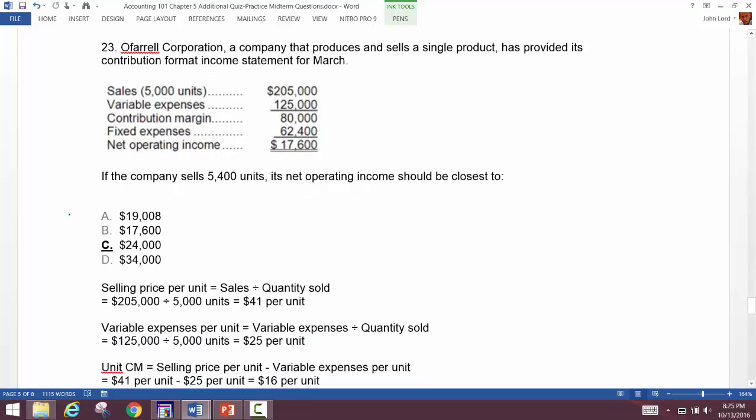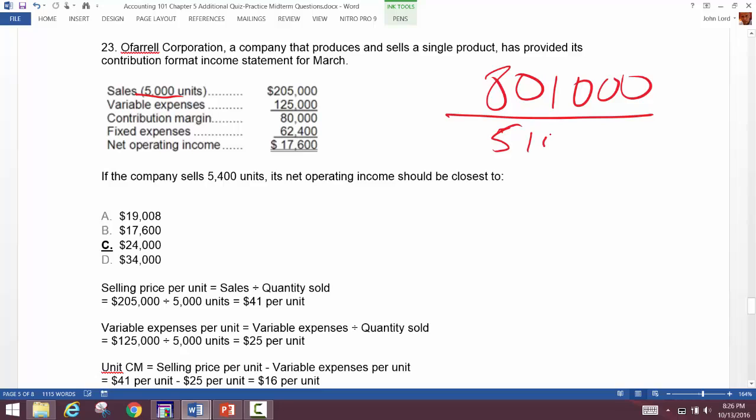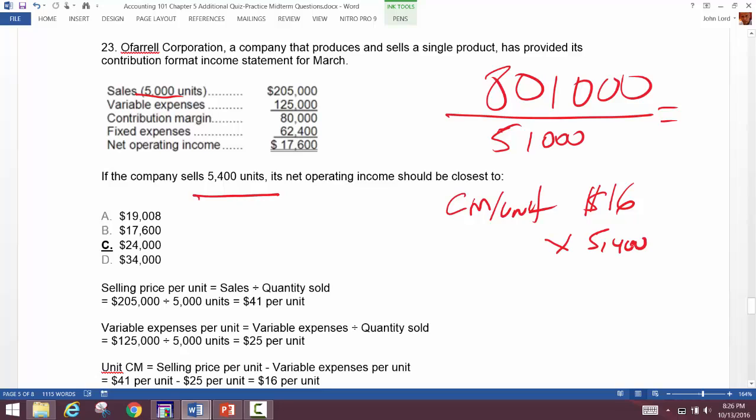Okay. All right, let's look at this one. And they're telling me, well, we've already done something like this, haven't we? Let's just do it real quick. We've got the contribution margin of 80,000 at 5,000 units. That gives me a contribution margin per unit of $16. And then they're saying, well, what if they sell 5,400 units? Just multiply that times the 5,400 units and you get that answer, 24,000.